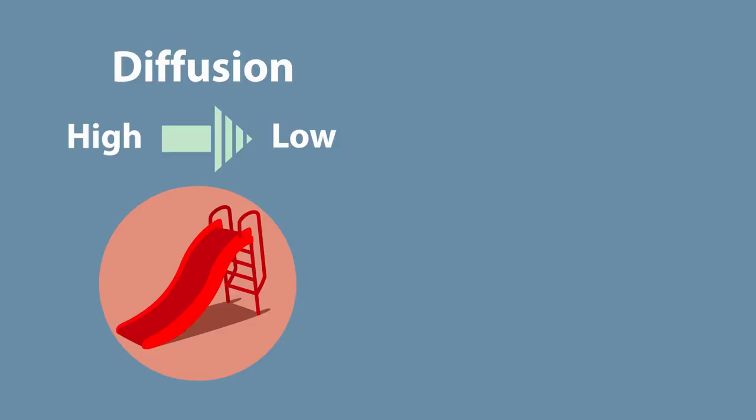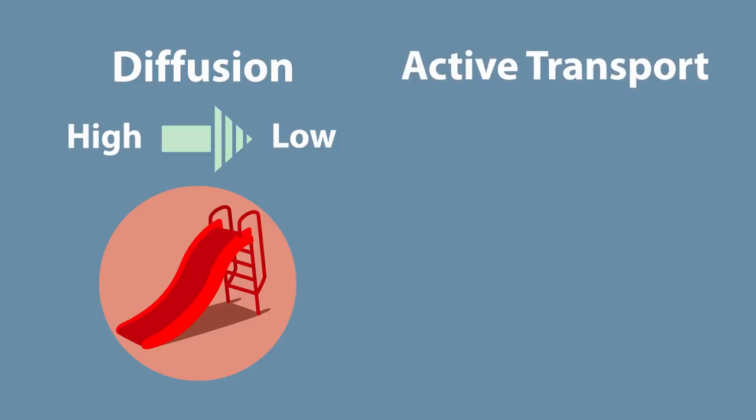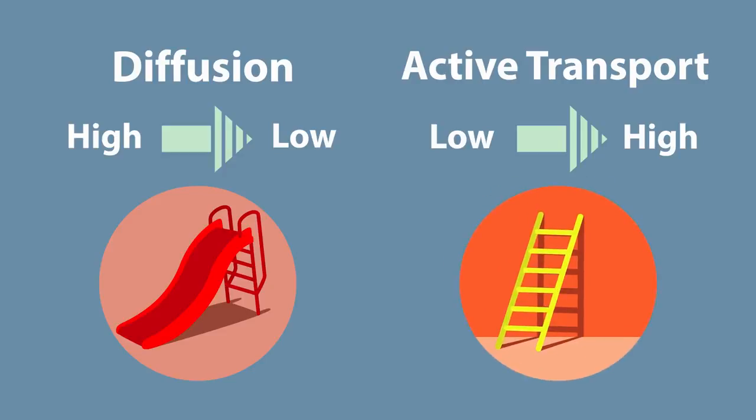It's easy. Whereas active transport is the opposite. The substance needs to move up the concentration gradient from low concentration to a high concentration. Think of climbing a ladder. You need energy to go from low down to high up.